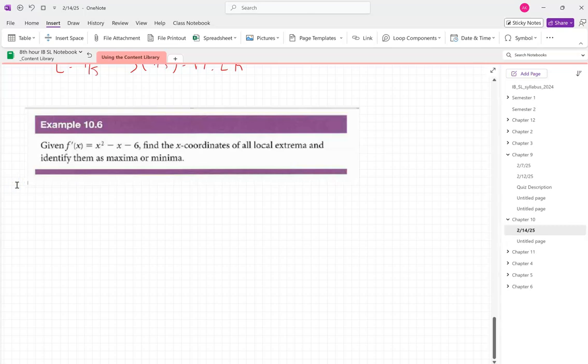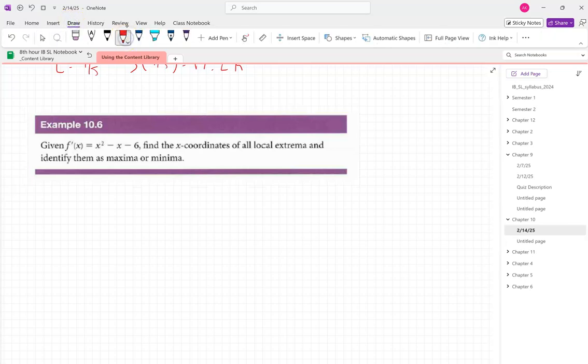Given that the derivative of f is yada yada yada, find the x-coordinates of all local extrema and identify them as maxima or minima. What do you notice about this problem here? Sam, are we going to be able to do this on our calculator? No, because they gave us the derivative, they didn't give us the original function. Oh, that is the derivative. Yeah. That's evil.